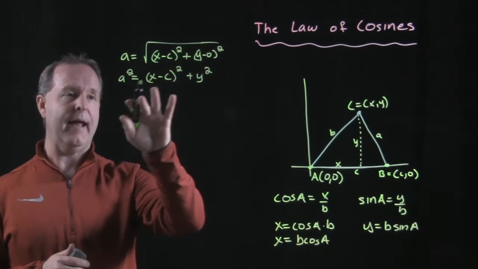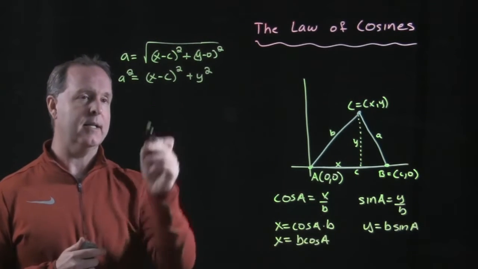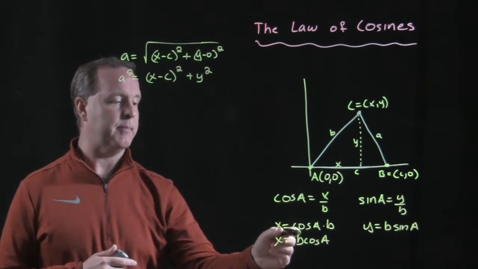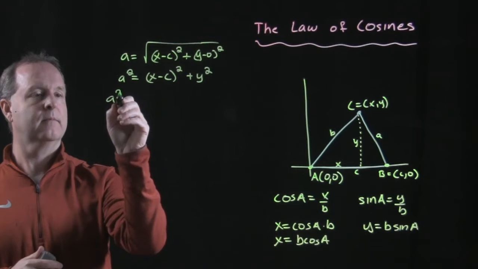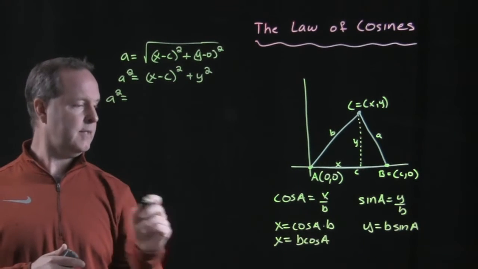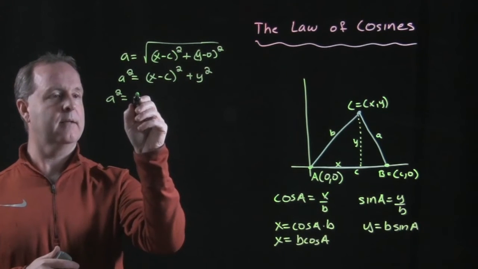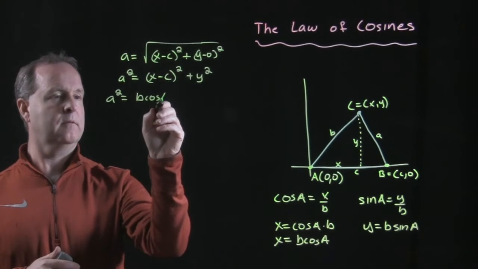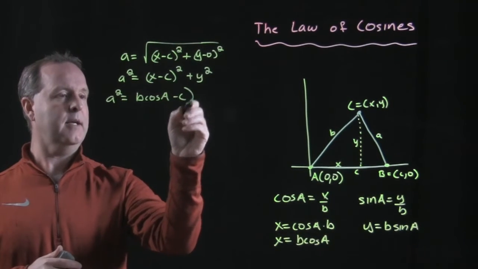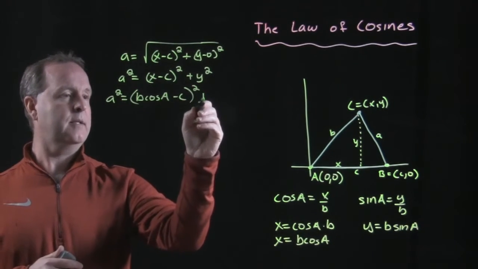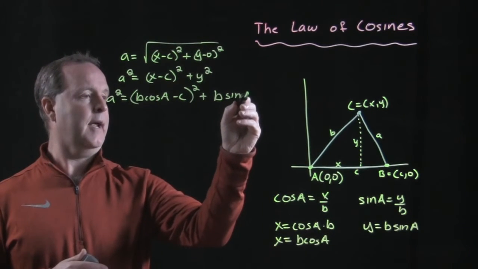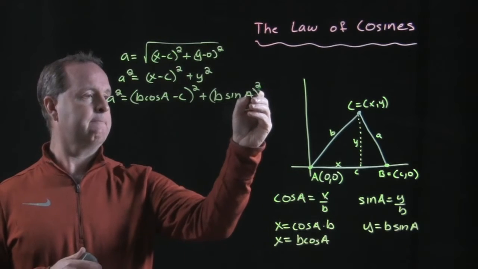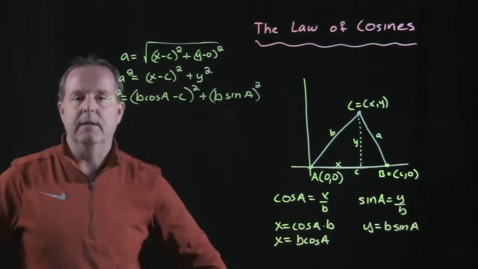From there, we have an x and a y. Right now we have a's and c's, x's and y's. Let's remove the x and the y by substituting in what we discovered earlier. x is b cosine A, minus c, square all that, plus y, which is b sine A, all squared.